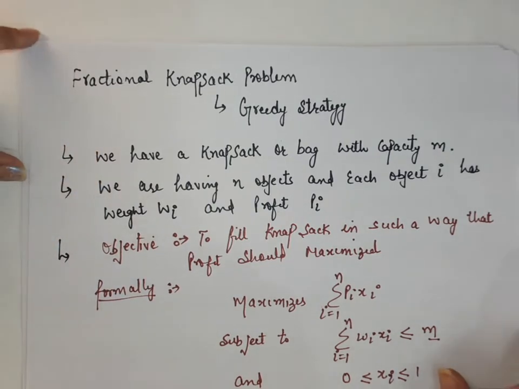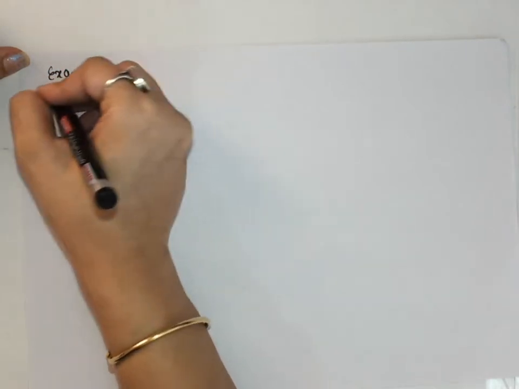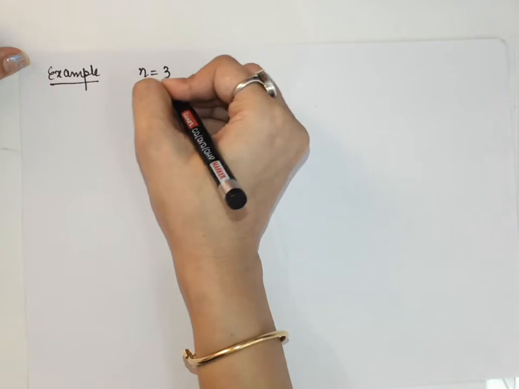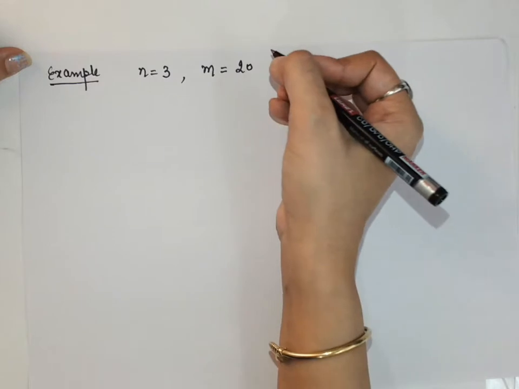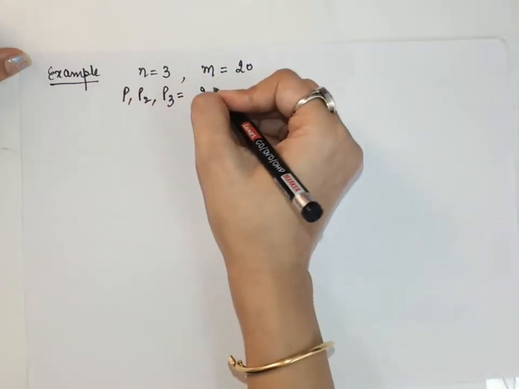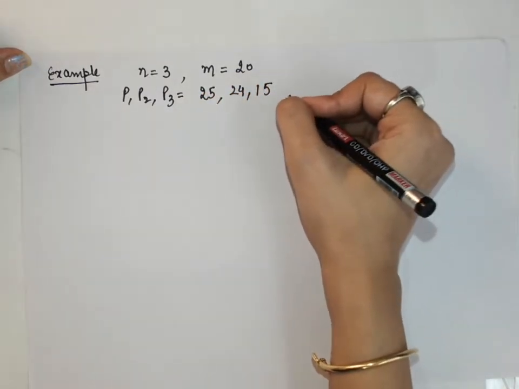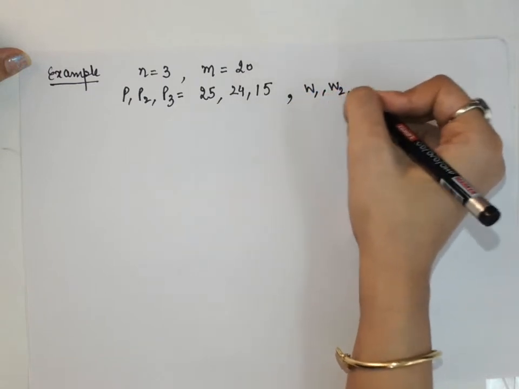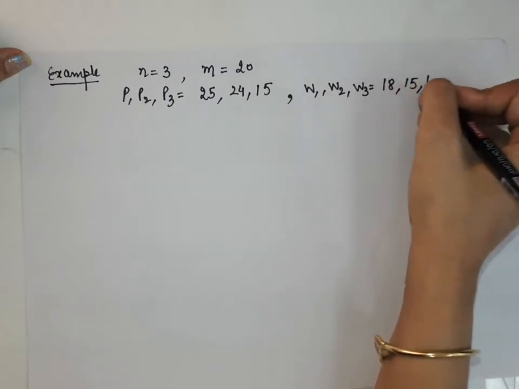We'll see with the help of an example. Suppose we have 3 items, n is equal to 3, knapsack capacity is given, that is equal to 20, profit of each item is also given, that is equal to 25, 24 and 15, and weight of all 3 items is given, that is 18, 15 and 10.